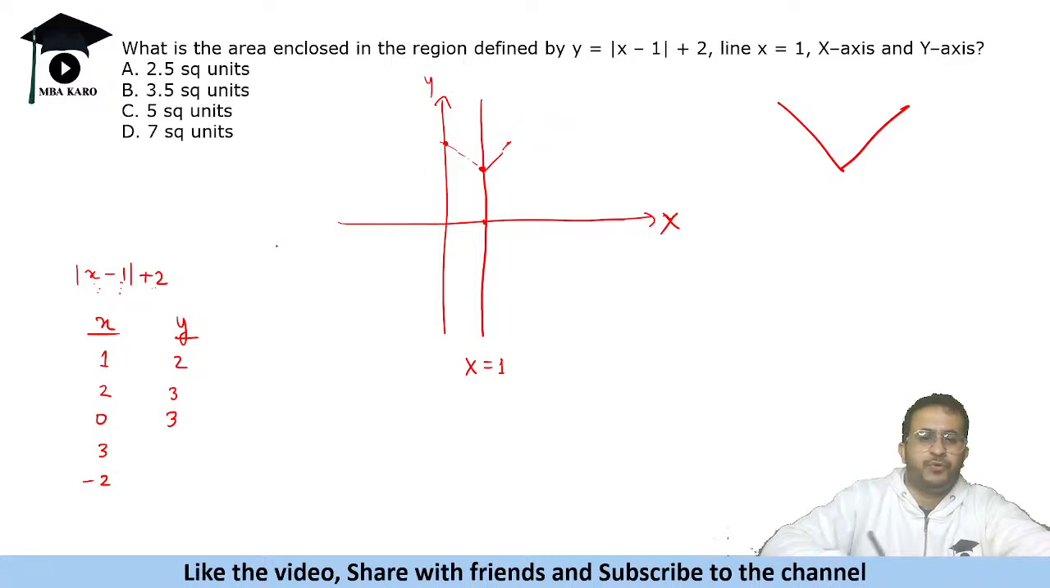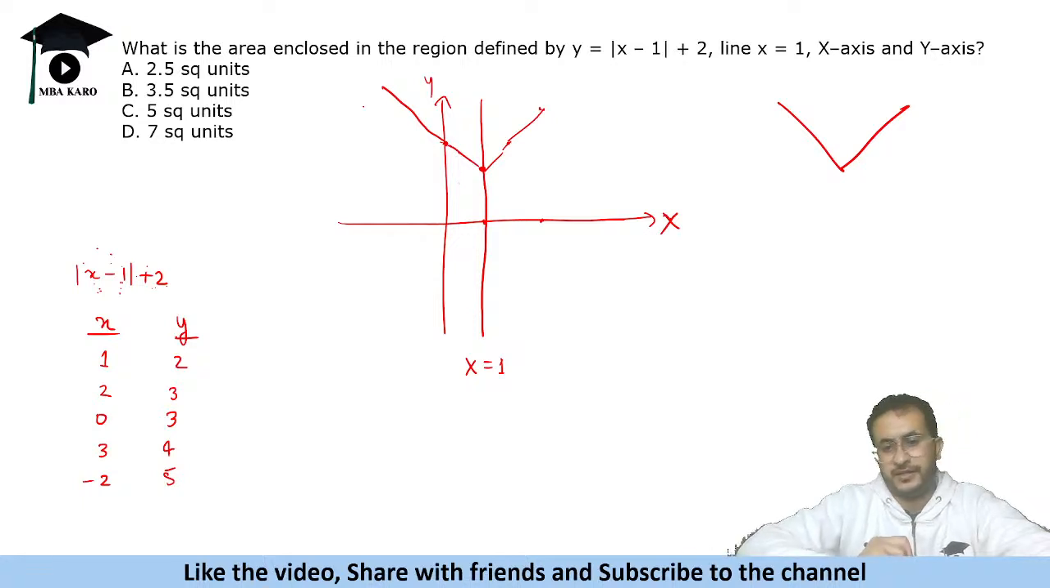But let us put some more points. If we put 3, this is 2 plus 2, 4. Okay, so x is 3, it is 4. So 3 comma 4. So this is how the graph is going to progress. Right, and if you put minus 2, it is minus 3, mod of minus 3 is 3, 3 plus 2, 5. So minus 2 comma 5. So this is how you get the graph.